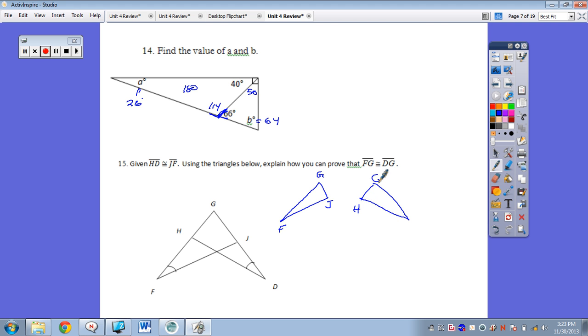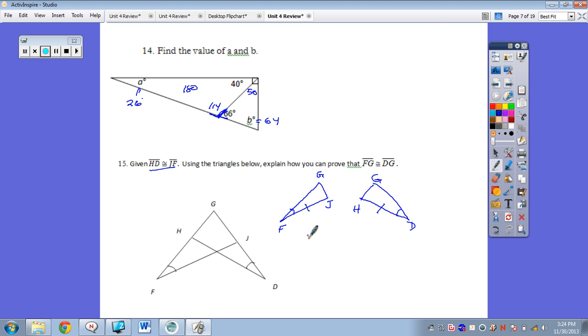H, G, and D. Okay, so I know these are the two triangles I'm looking at, and from the original picture I knew that angle F is congruent to D. So that's one part I already know. I was also given that HD, this side right here, is congruent to JF, so there's two things I know.